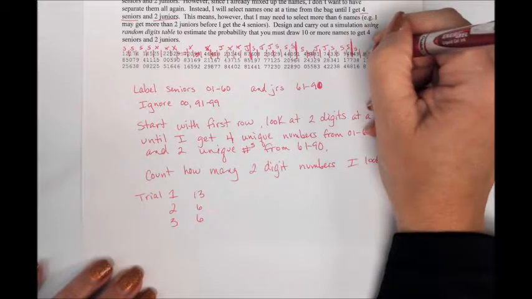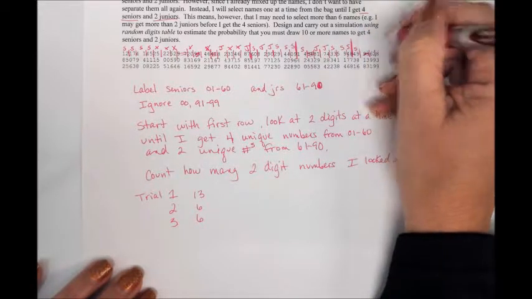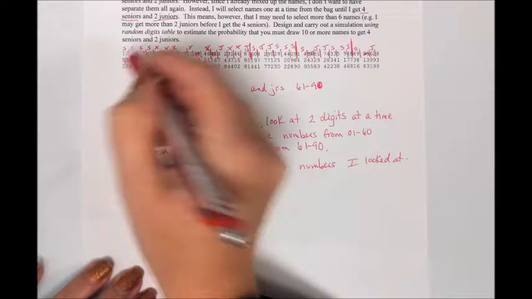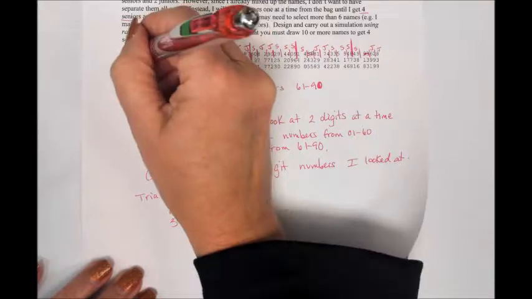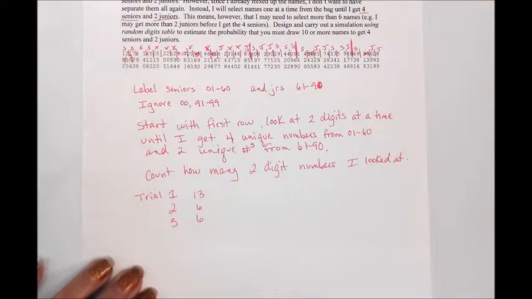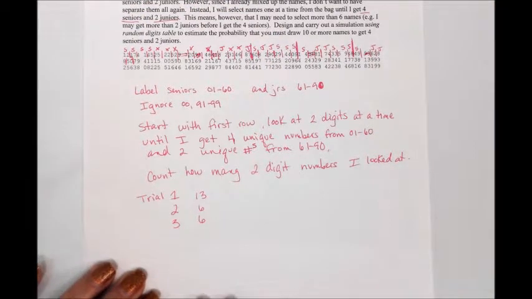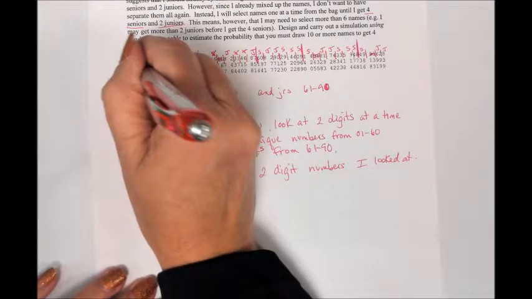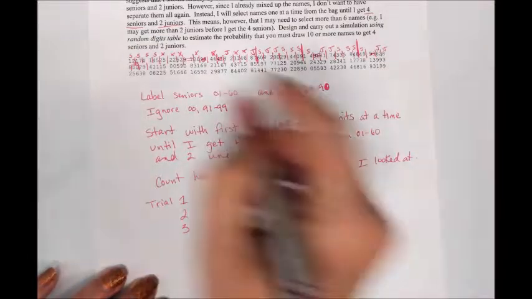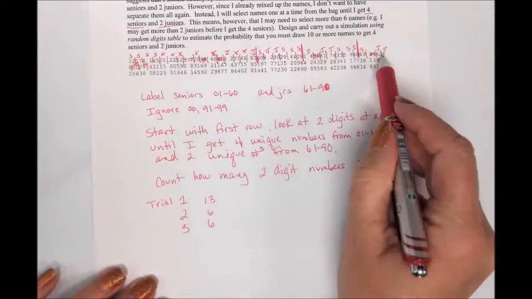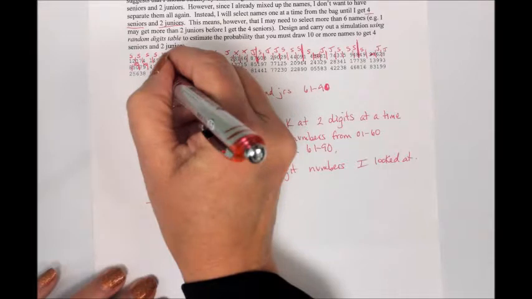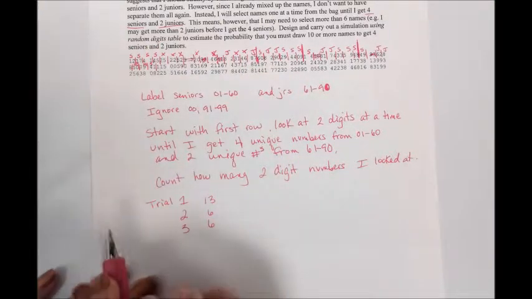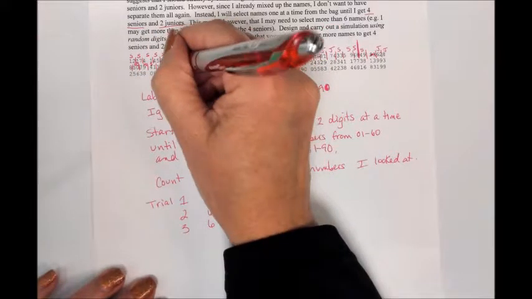49 is a senior. 93 I would ignore. 62 is a junior. Now I have to go down. That's really 88, so that's a junior. 50 is a senior. When I print this out for you, I'm going to give you some more space in here. So that's a senior. 79 is a junior, but I would ignore it because I already have 2 juniors. 41 is a senior. So I need 1 more senior, and I'm going to get that right there at 11.